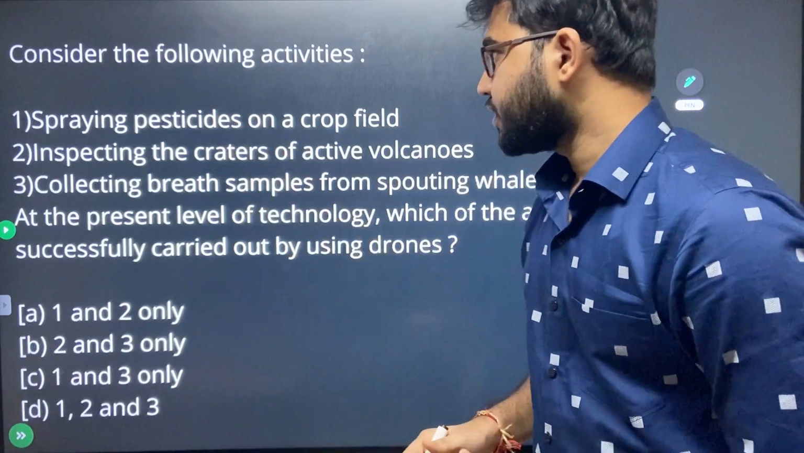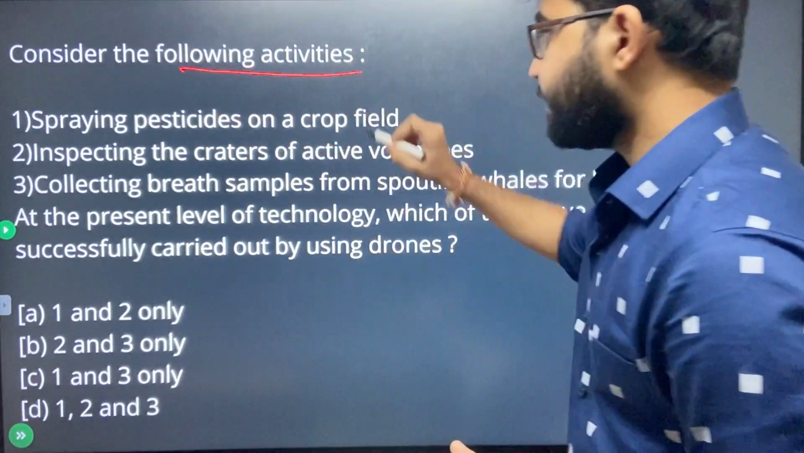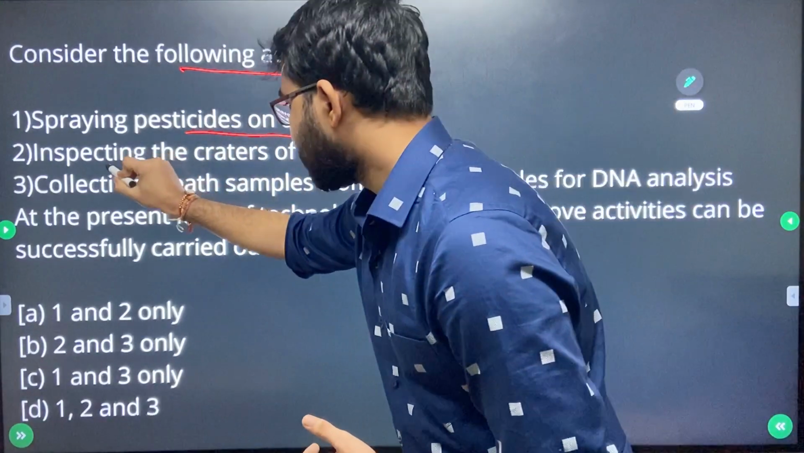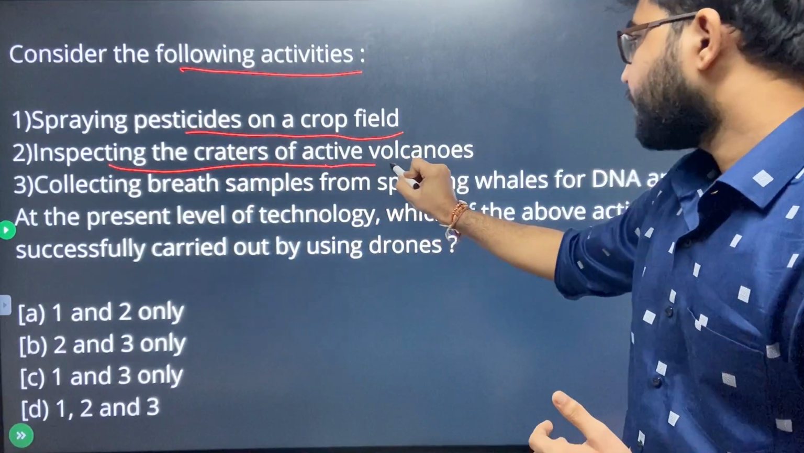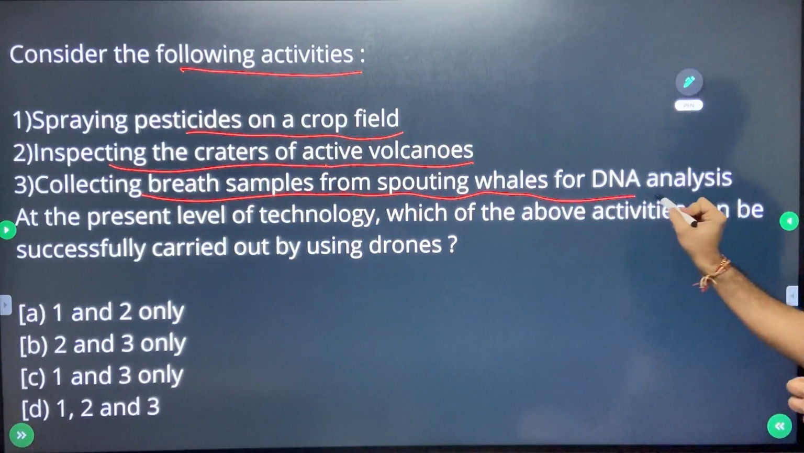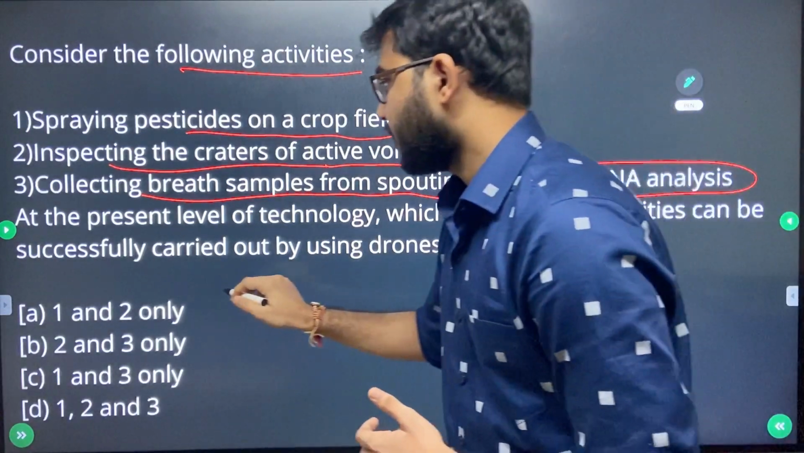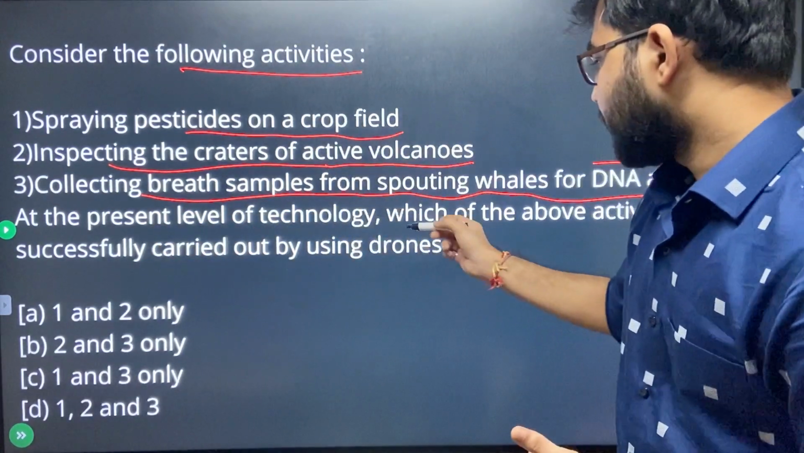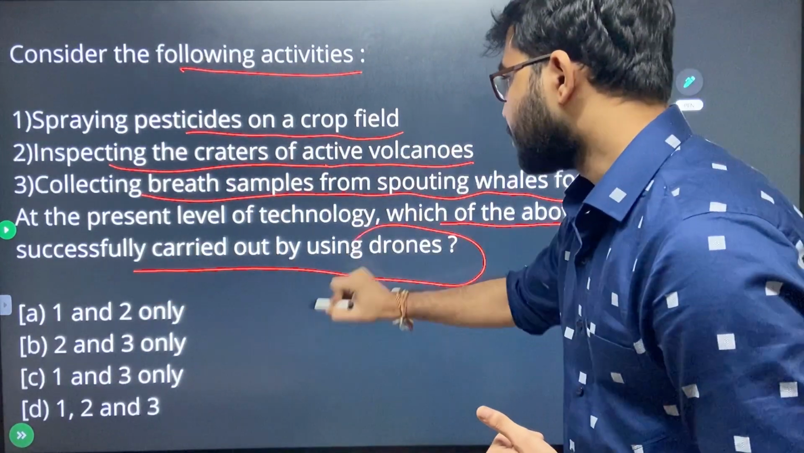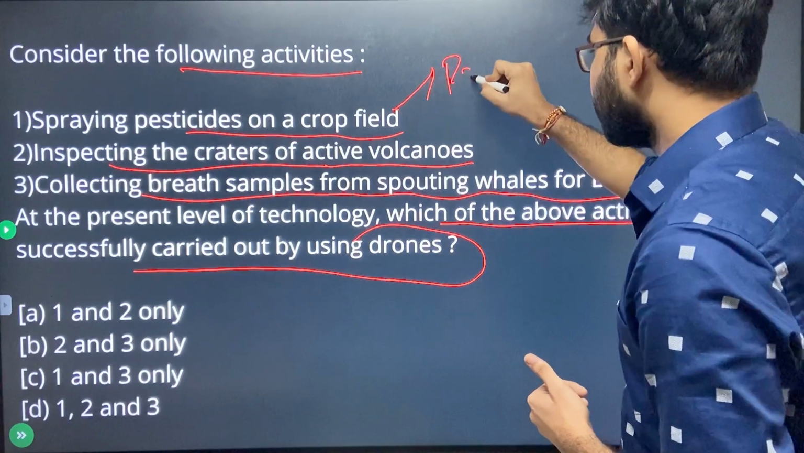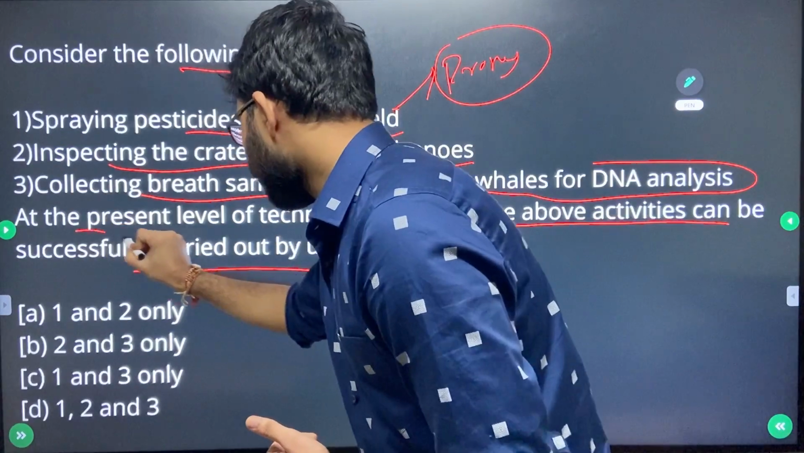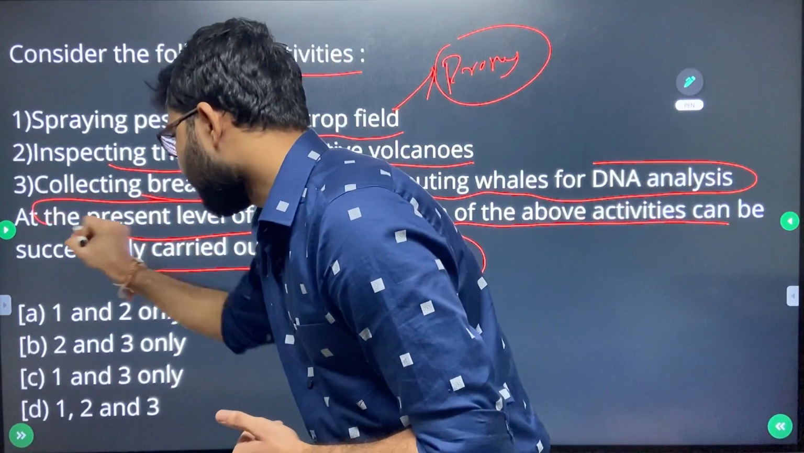So this is the first question. Consider the following activities: spraying pesticides on a crop field, inspecting the craters of active volcanoes, collecting breath samples from sprouting whales for DNA analysis. At the present level of technology, which of the above activities can be successfully carried out by drones? So they are asking about drones at the present level of technology. See, this is the keyword.